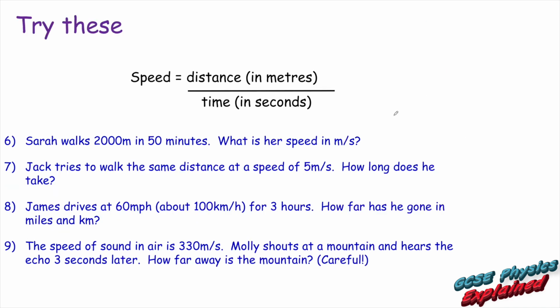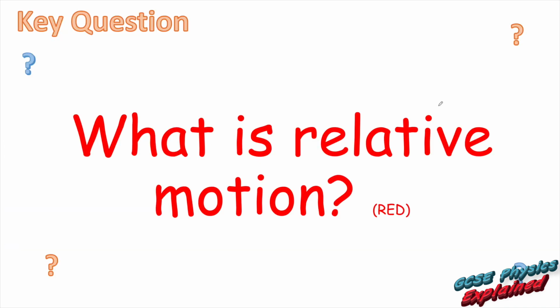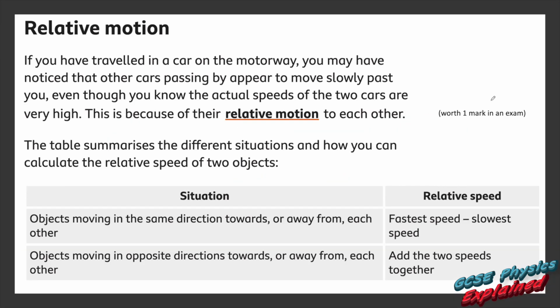Here's some more if you want to have a go. Once again, speed equals distance over time. And then you'd have time equals distance over speed. And distance equals speed times time. Get in the habit of writing them out again and again. That's how you reinforce the neural connections in your brain. You create the circuits between the brain cells. Right, there's your answers. Okay, last thing, what is relative motion?